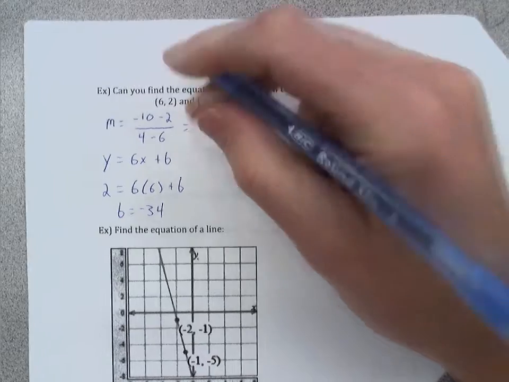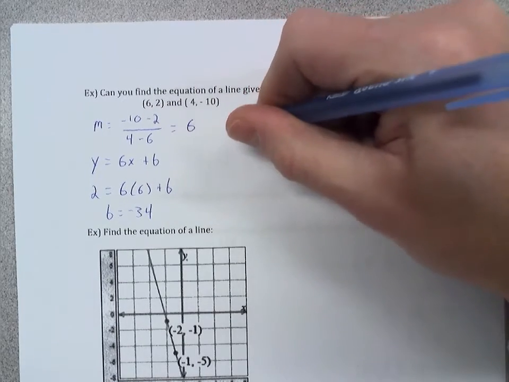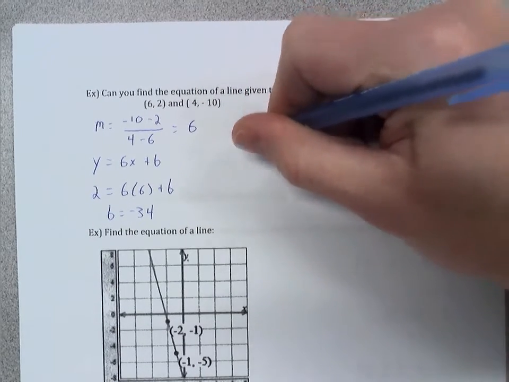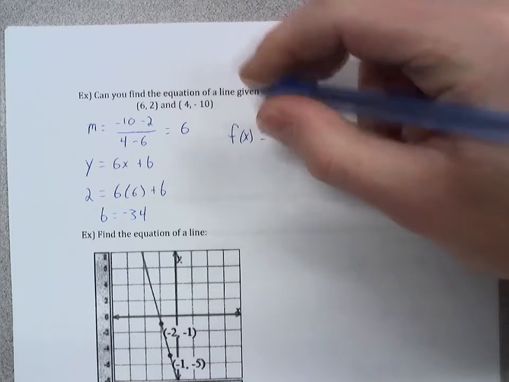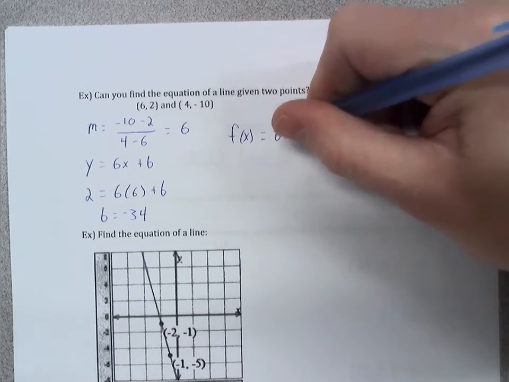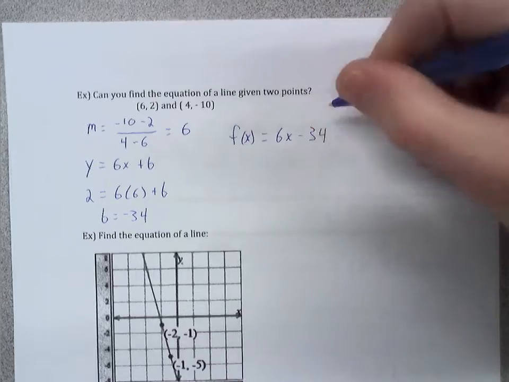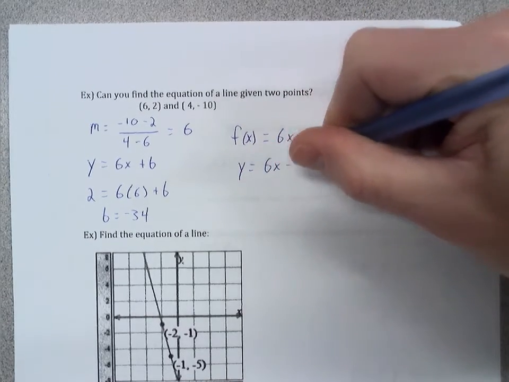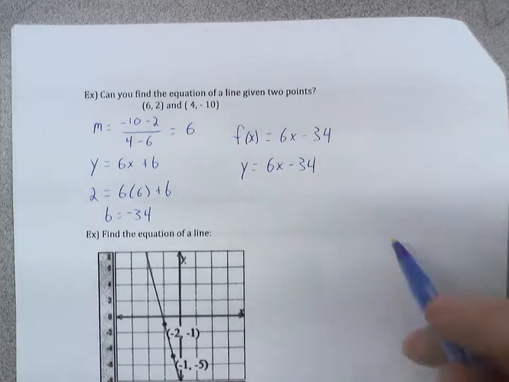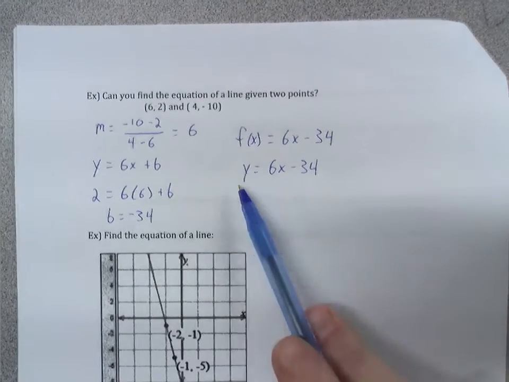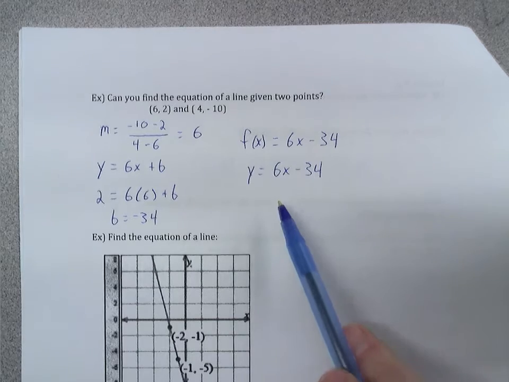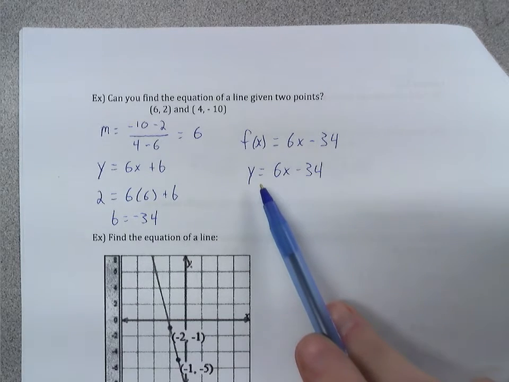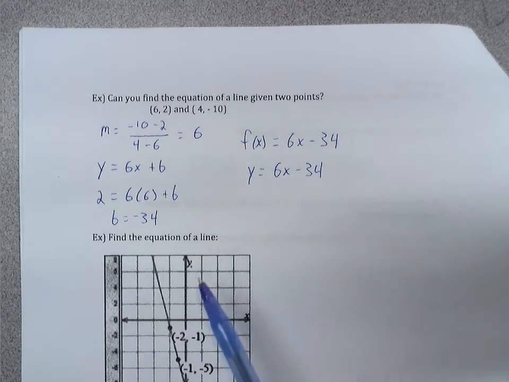And so now our equation, our function, is f of x is equal to 6x minus 34, or we can also just say y equals 6x minus 34. Okay, very, very simple way to actually find our entire slope equation, our y-intercept equation. Okay.